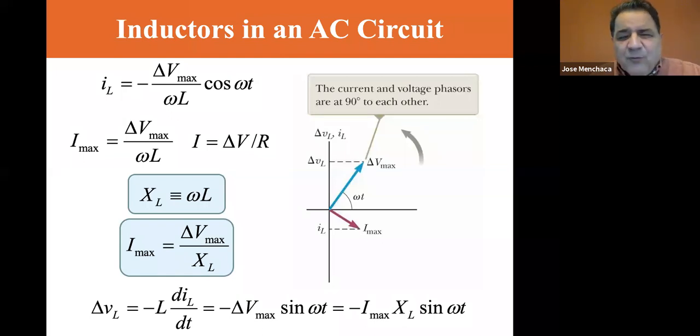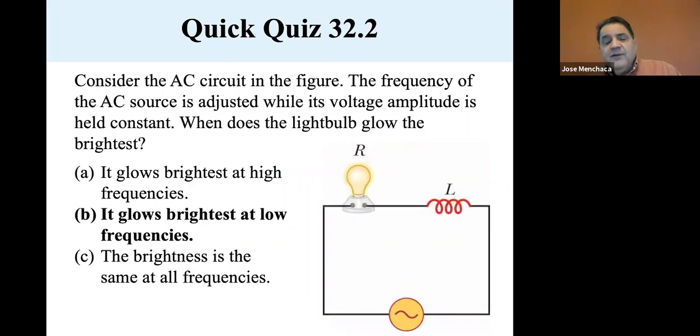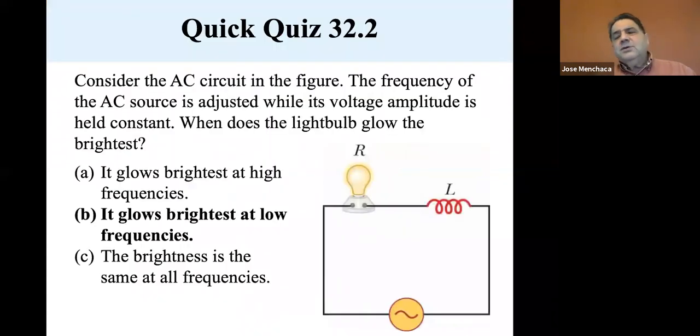So for high frequencies, I max will be lower. For low frequencies, I max will be greater. So it glows brightest at low frequencies, and sure enough, there's the answer. And that is the end of inductors in an AC circuit. The next time we'll go to capacitors in AC circuits.